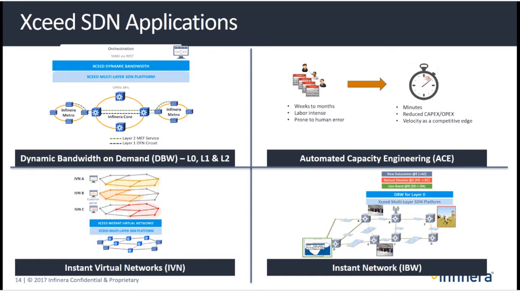The Instant Network application combines the planning capabilities of Xceed and the instant bandwidth on the network element to provide a user capability to exactly define and activate capacity as and when they need, without additional time involved in the planning and activation cycle.